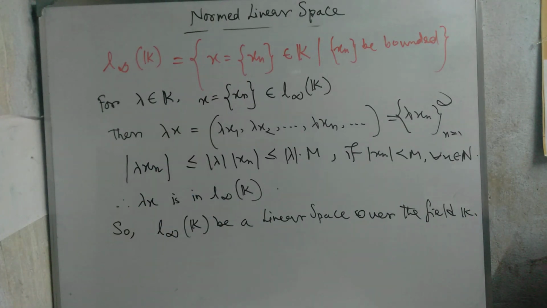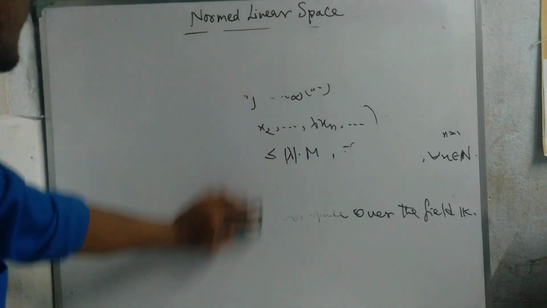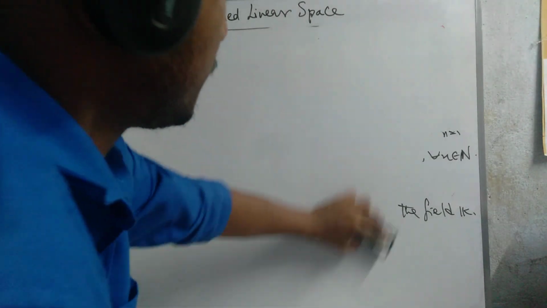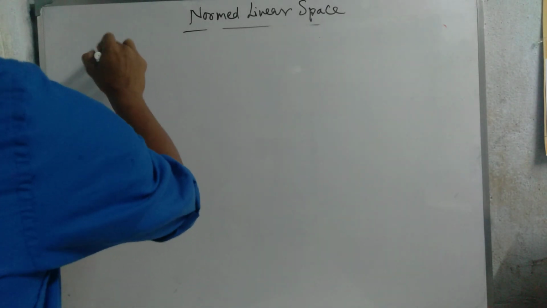Next we erase that portion and go on to discuss that portion. Xn is bounded, then that means done. Now we are also going to discuss L1 space. We erase that portion and go on to discuss that. Yeah, L1 space.